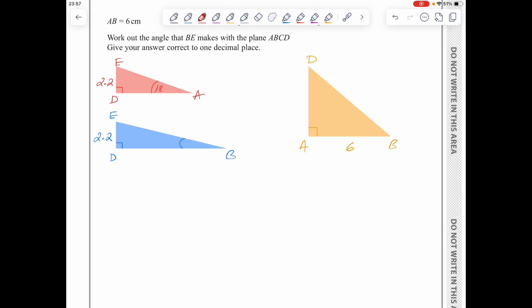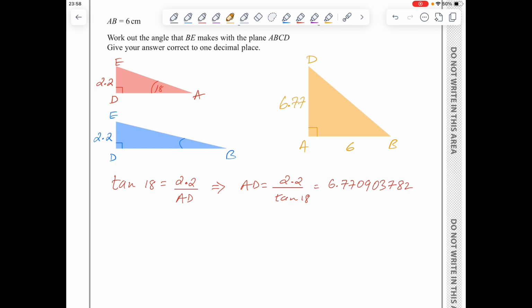I'll start from the red triangle and find side AD. So tan of 18 is equal to the opposite, which is 2.2 over the adjacent, which is AD. If I rearrange, AD is 2.2 over tan 18. This comes out to be 6.77. If you want full accuracy, this is what you get. Now that I found AD, I can transfer this on the orange triangle.